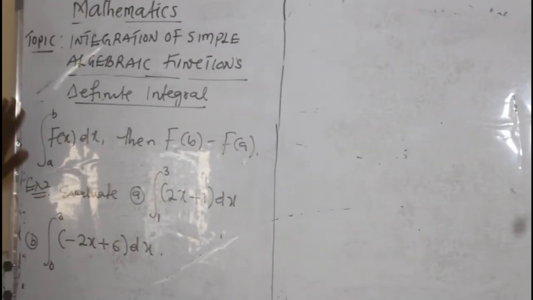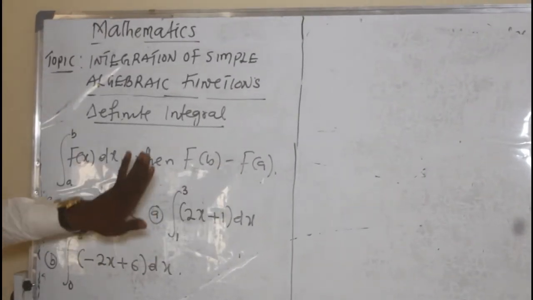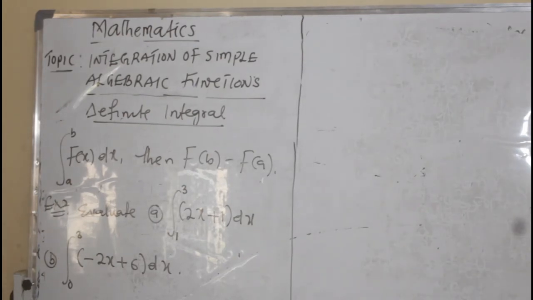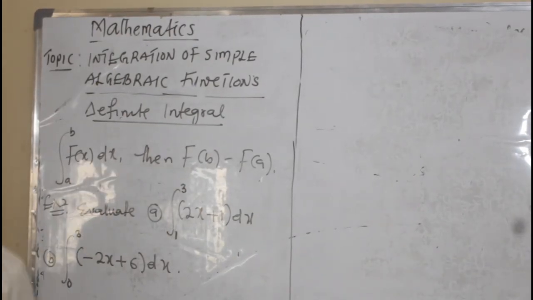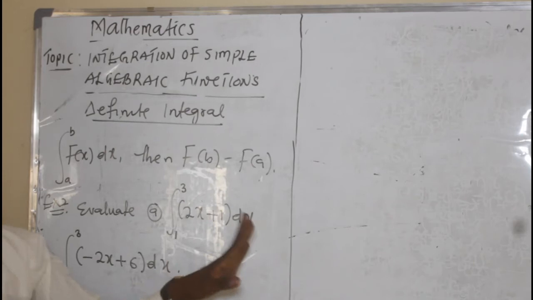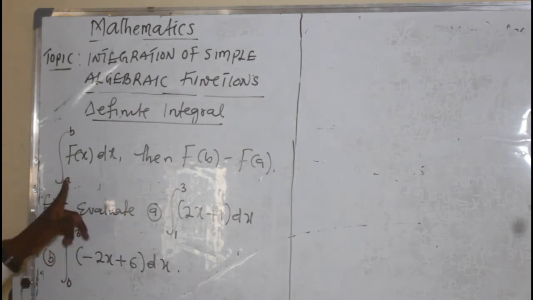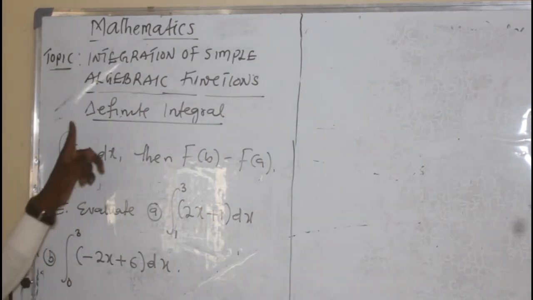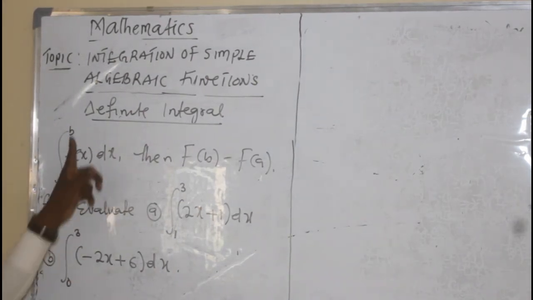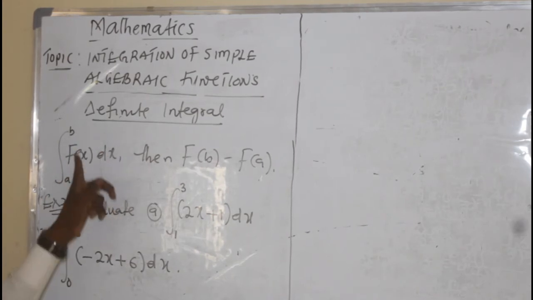Now, we have looked at the indefinite integral. Now let's look at some examples under definite integral. A definite integral is just integration with respect to limits. It has limits. That is why we call it definite integral. If you look at this one now, the integral from a to b, this is the lower limit, this is the upper limit, of f of x dx.